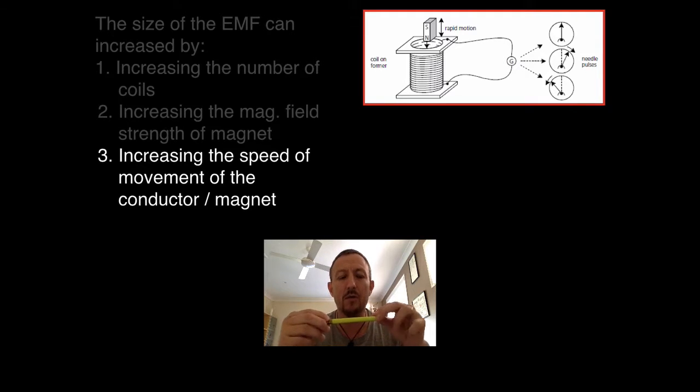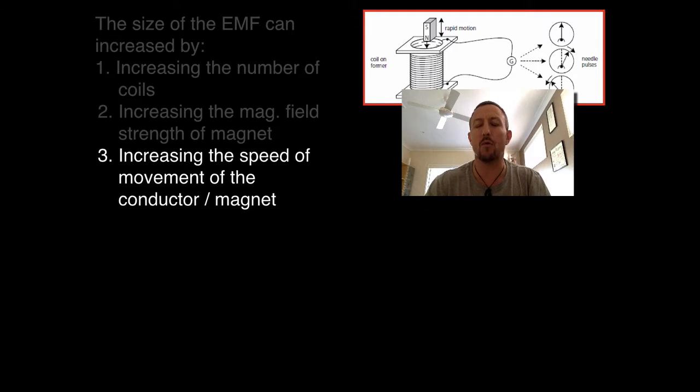So slow, few field lines, not much force is generated because there's not much interaction. Fast, lots and lots of field lines. As a result, I get lots and lots of force, which means I get more push.